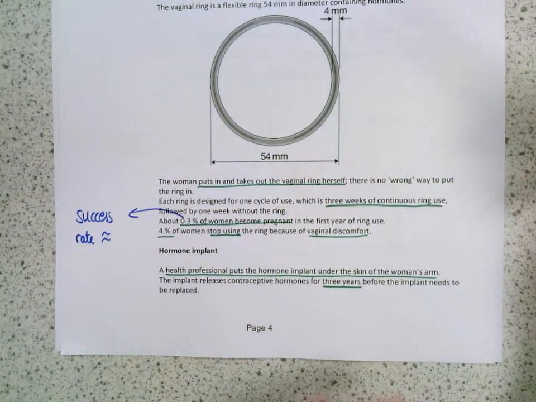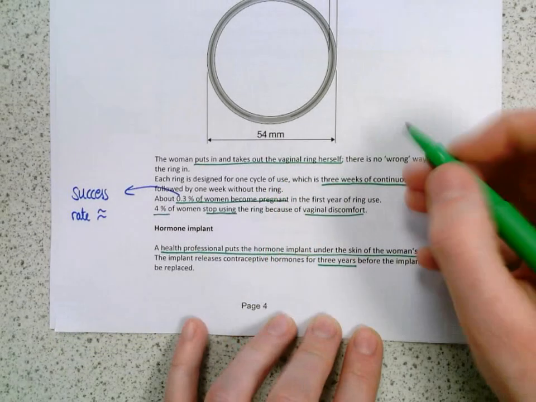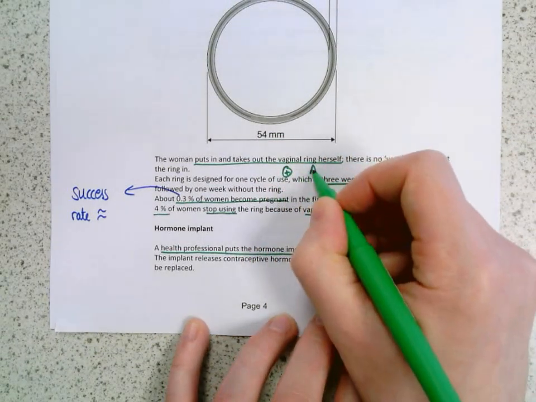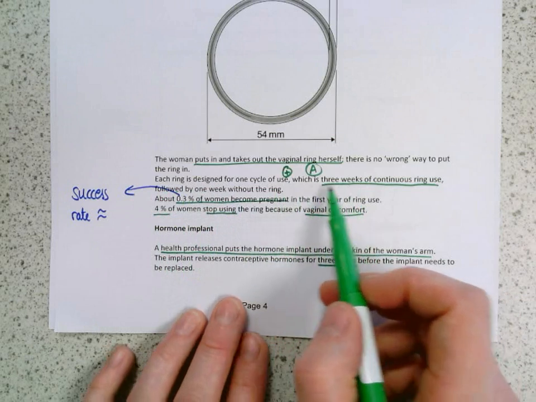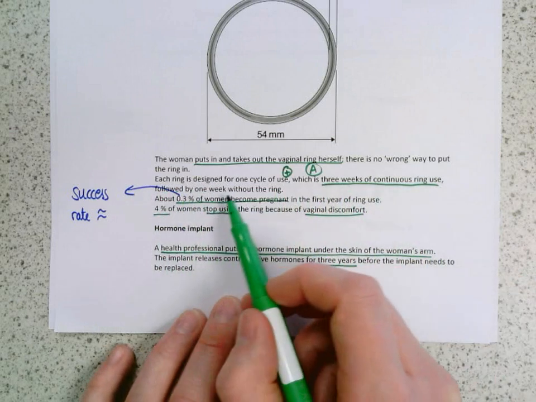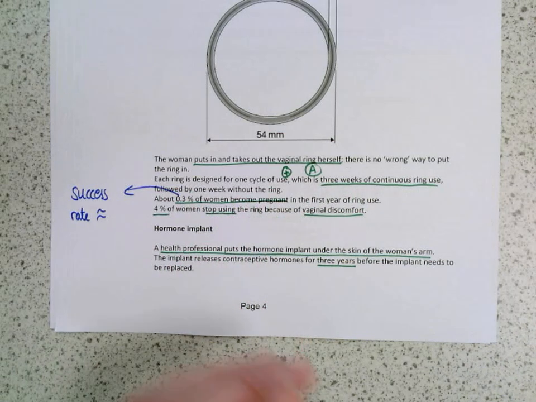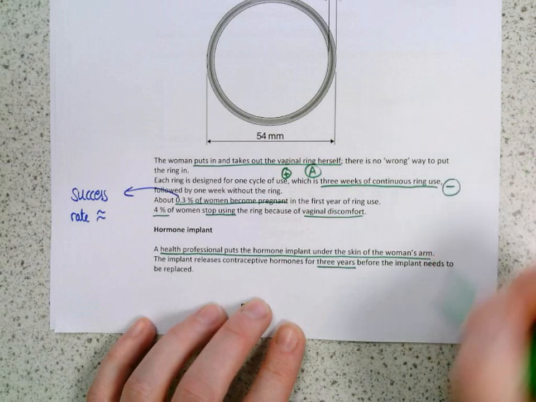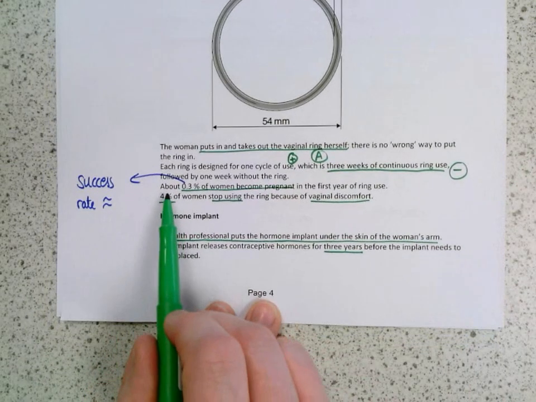So think about it. If somebody said, here you are, you can just do this at home on your own, that's easy, right? We're thinking that's a good thing. I'm going to write a little positive sign here. You might write a little A. That's a good thing, okay? Each ring is designed for one cycle of use, which is 3 weeks of continuous ring use, followed by 1 week without the ring. Good thing or bad thing? Imagine you pay, I don't know how much this thing is, but suppose it's 10 quid and you can only use it for 3 weeks. Bad thing, okay? Ideally, you want that thing to last for a long time.